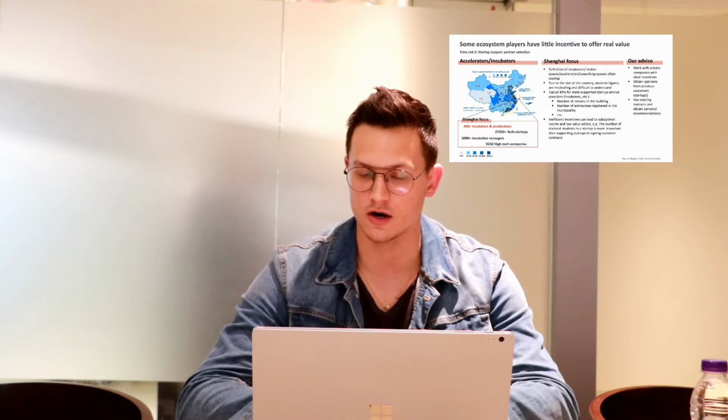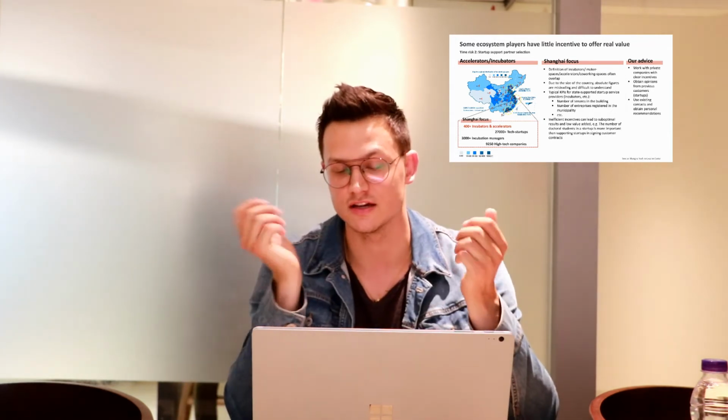Now, what was special for me when I first came to China is that a lot of these accelerators, incubators, and startup support partners are in some way supported by the government. That's not good, that's not bad, it's just something to be aware of, because in some cases it might skew the incentives of some of these players. It's something very special about the Chinese startup support partner landscape.